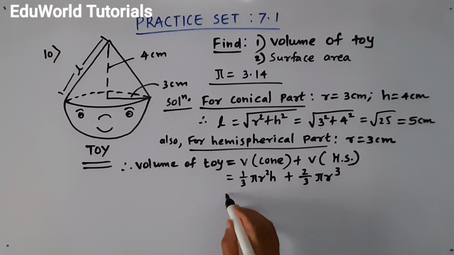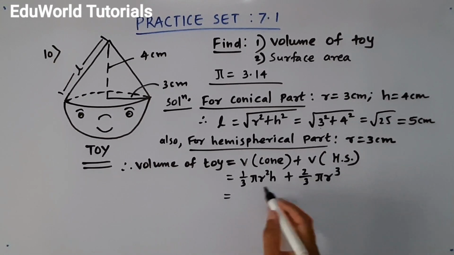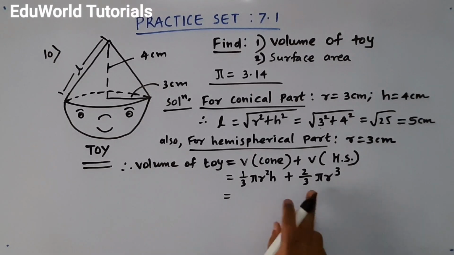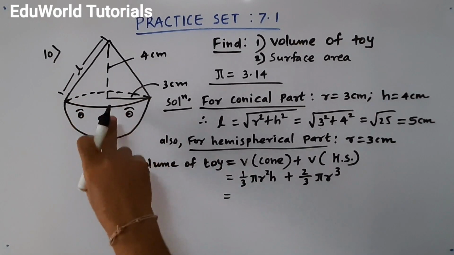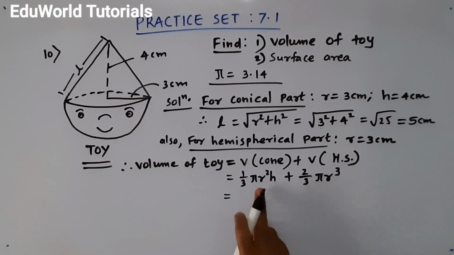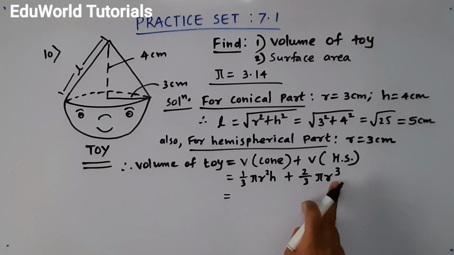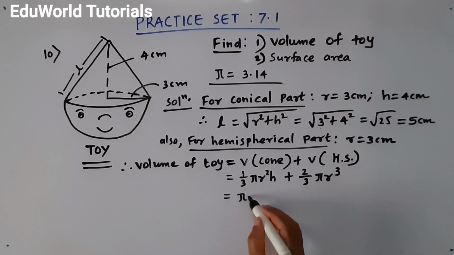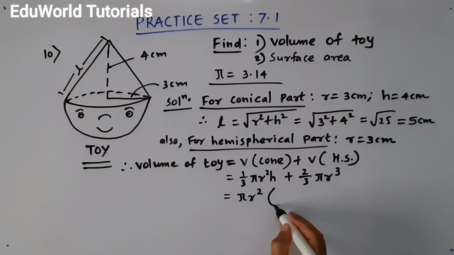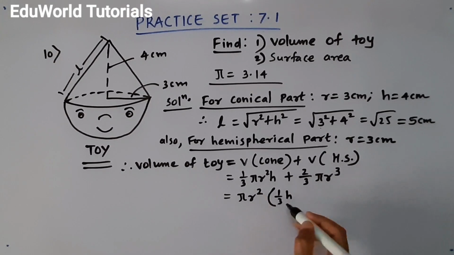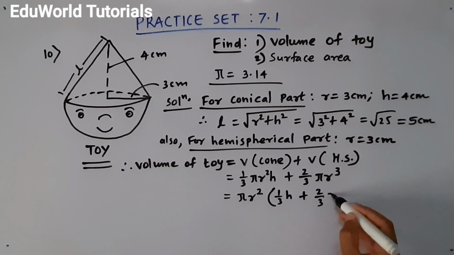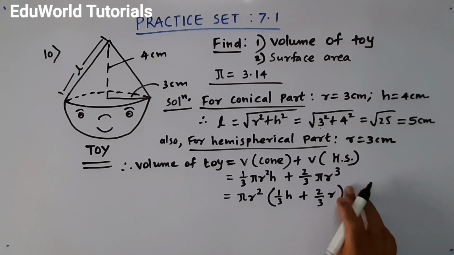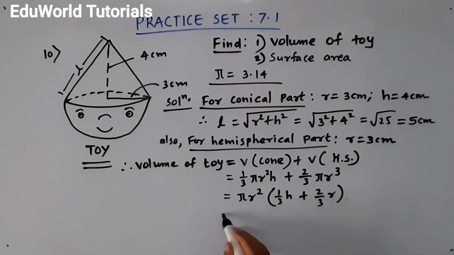Okay, now what terms can we take common? Pi is there in both the formulas. Radius is also there, and radius is same for conical and hemispherical part. So r square here is there and r cubed here is there. So we can take pi r square common. So from the first formula, 1/3 h will be the uncommon part which will go inside the brackets, and here it will be 2/3 r. So finally now, after doing this, we can substitute the values.